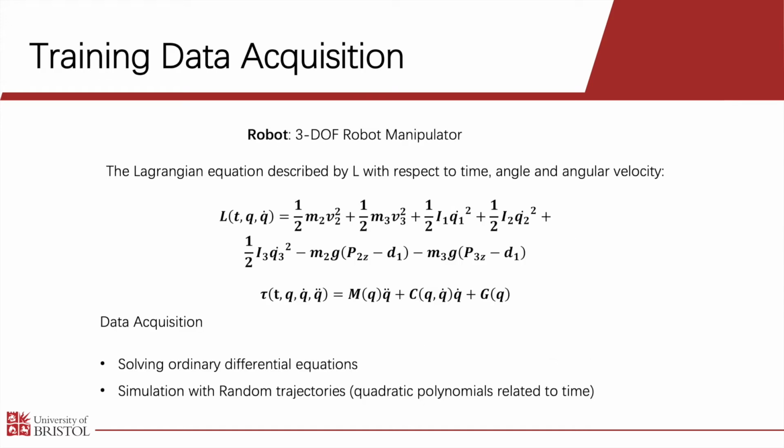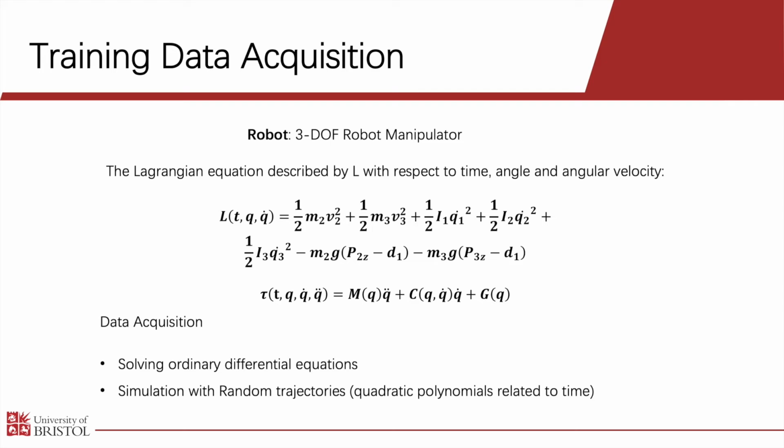Then let's talk about how to get the training data for our sparse model regression of the 3-degree of freedom robot manipulator. We will use the analytical method to simulate the manipulator and get angular velocity, angular acceleration, and torque. We can see the Lagrange equation described by L with respect to time. L is equivalent to the difference between total kinetic energy and total potential energy in the following equation. Because of the time derivative of the Lagrange equation, the robot dynamic equations include angular velocity and angular acceleration.